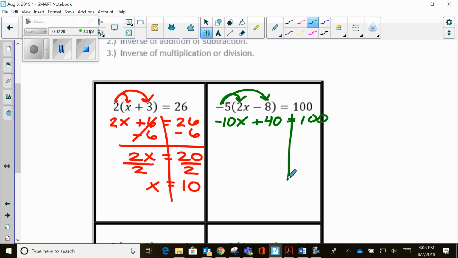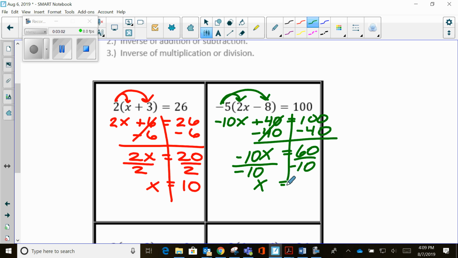Now we have to do the inverse of addition and subtraction. So this is a plus 40, so the inverse is minus 40 on both sides. So that I get negative 10x equals 100 minus 40, which is 60. And our final step is the inverse of multiplication and division. So this is multiplication, the negative 10x. So the inverse is dividing by negative 10. And we get x equals 60 divided by a negative 10 gives us a negative 6.